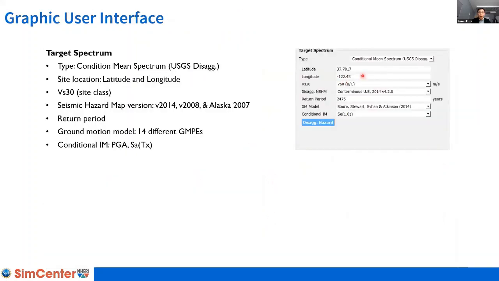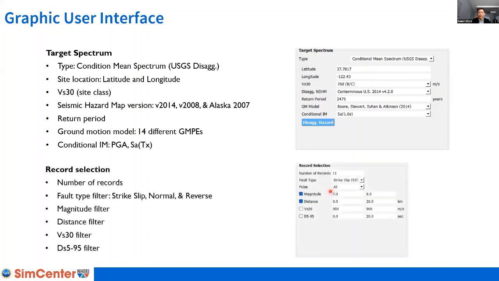For the target spectrum, as we mentioned here, we have the conditional mean spectrum, and this is one of our different target spectra types. And you can input your own site location, define a VS30 site type, and select which seismic hazard map you want to disaggregate on, and your return period and ground motion model to compute this conditional spectrum and the conditional IM, intensity measure. And once you click the disaggregate hazard button, it will return a message in the program box to show you the magnitude and distance.